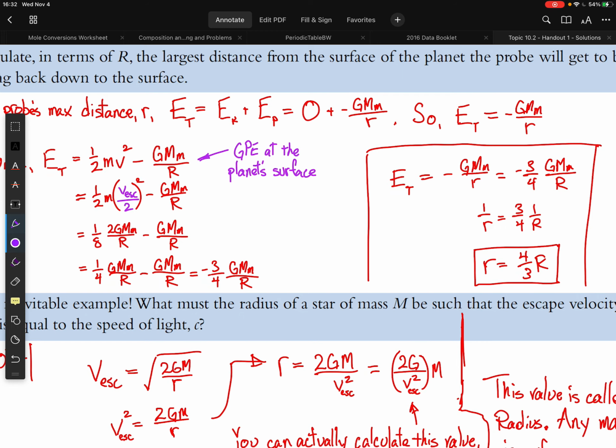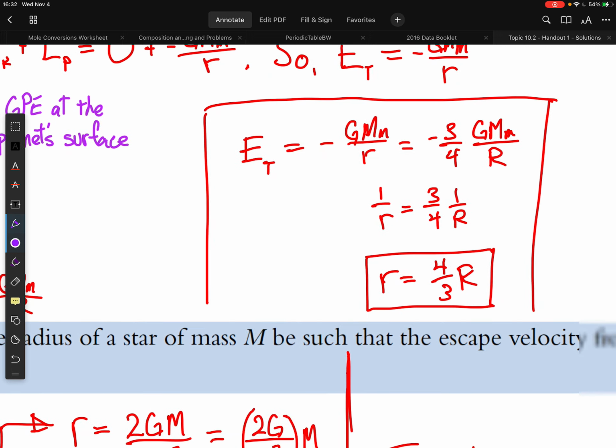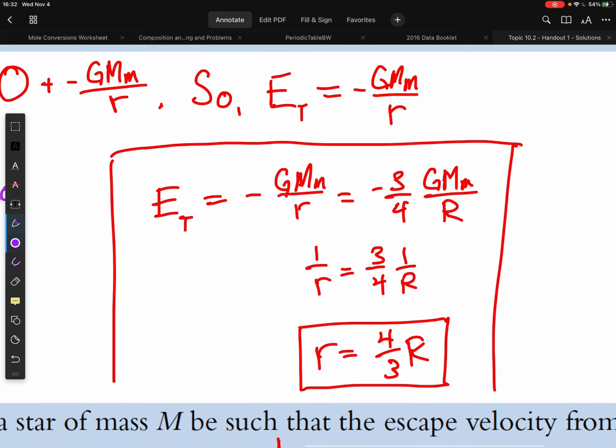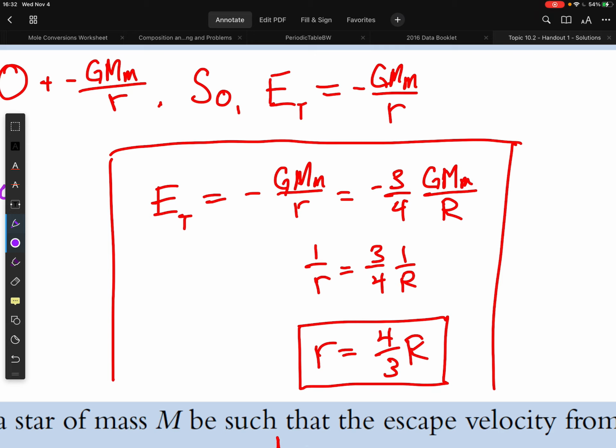Okay, so finally, we need to summarize all of this. So our total energy is going to be equal to negative gravitational constant times the large mass times the small mass divided by small r. Remember, we defined that in our first step.